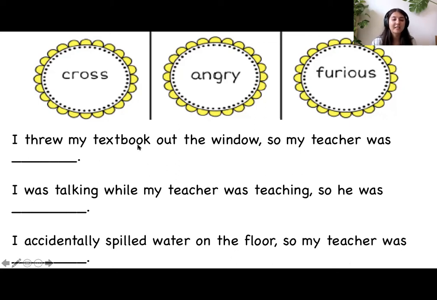I threw my textbook out the window, so my teacher was blank. I was talking while my teacher was teaching, so he was blank. I accidentally spilled water on the floor, so my teacher was blank. Have a think about how your teacher might feel if you did each of these things. Number one, throwing your textbook out the window. What do we think here? Kimmy, do you think you could finish that sentence for me? I threw my textbook out of the window, so my teacher was... What do you think? If you threw your book out of the window during my class, how do you think I would feel, Kimmy?